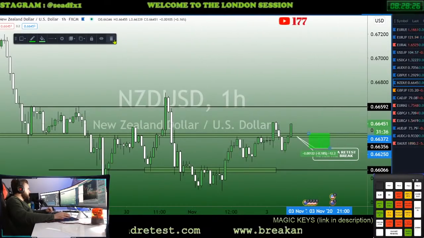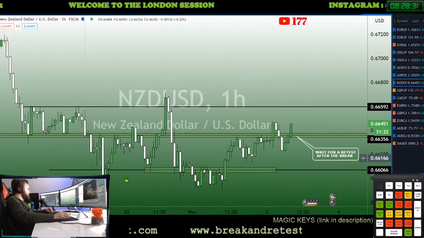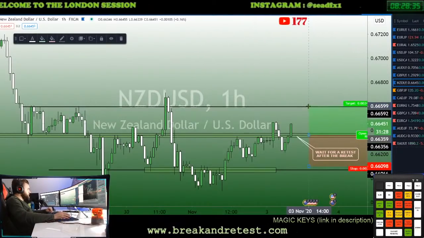This is gonna be good, I think. This level is pretty strong. It's also a 4-hour level, so we're gonna wait for a retest and we'll see.